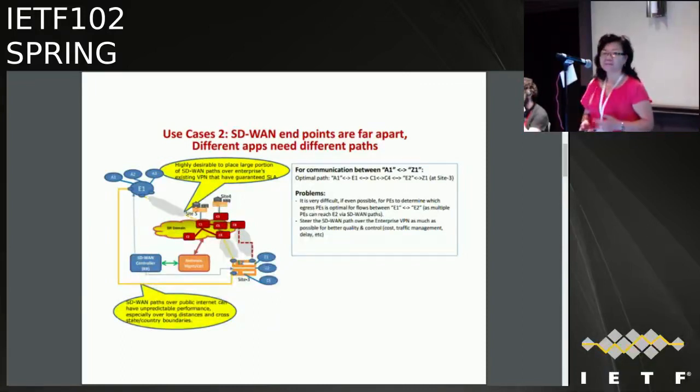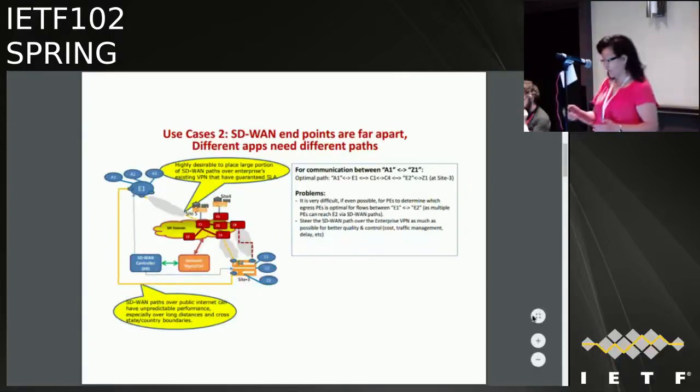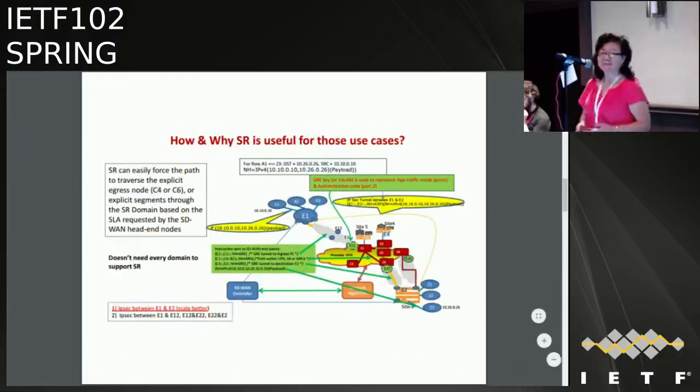But the problem is, when we use SD-WAN, like here between E1 and E2, simple SD-WAN will traverse the internet. For a very short distance, no problem, it's a convenient solution. But when those two locations are far apart, the performance becomes unpredictable. So it is highly desirable to put a bigger portion of the path into a provider domain. Then people will ask, how does SR have anything to do with this desired deployment?